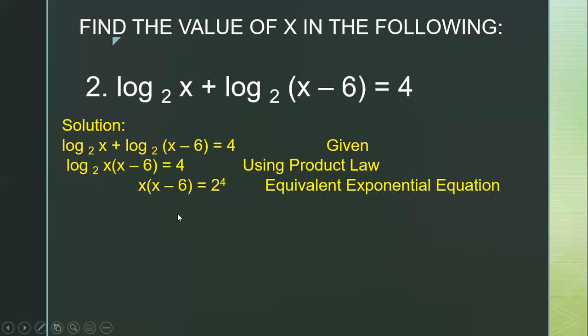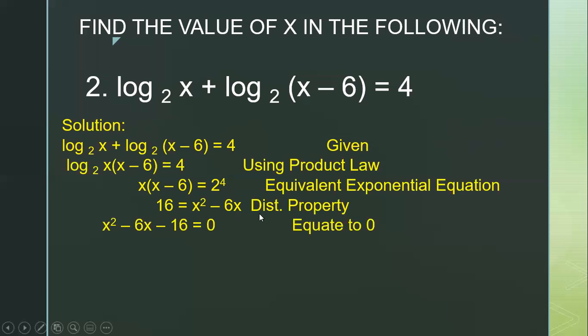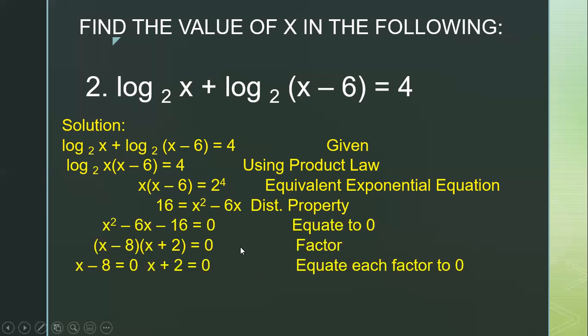The base 2 raised to 4 equals the quantity x times x minus 6, then distributing x inside the parentheses, we will have x squared minus 6x equals 16. And then combining them into one side of the equation, then we will have x squared minus 6x minus 16 equals 0. Then let us try to factor this trinomial. Its factors are x minus 8, x plus 2 equals to 0. Then equate each factor to 0 to find the value of x. Then we will have x is equal to 8 and x is equal to negative 2.